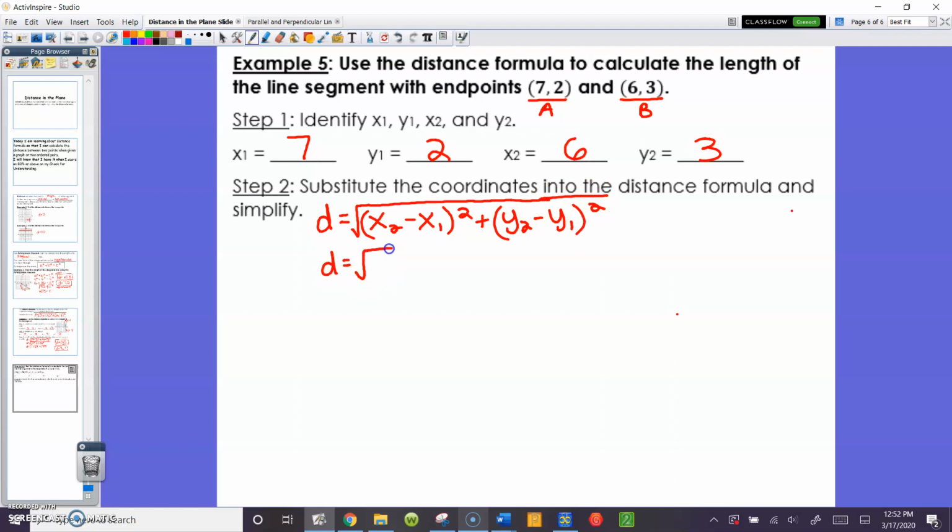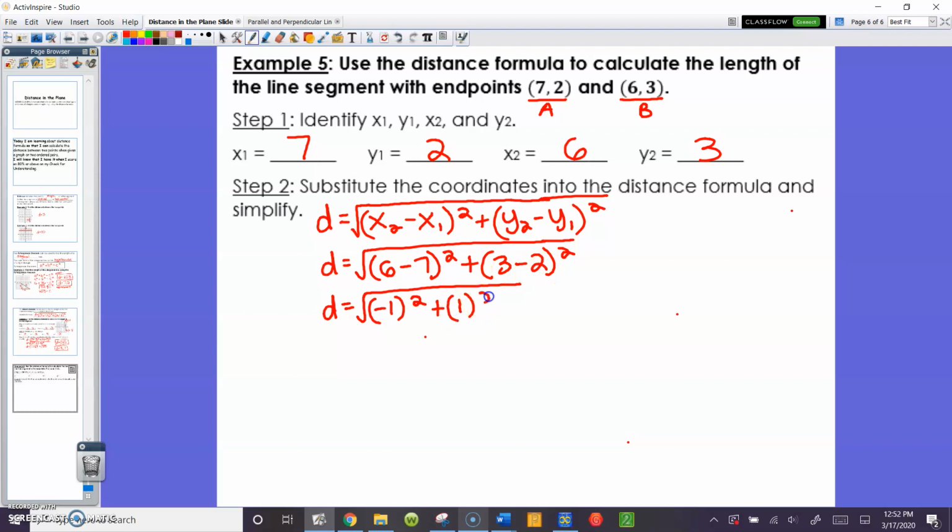Okay, so let's start with our x2 is 6 minus our x1, which is 7. Our y2 is 3 minus our y1, which is 2. Now remember, do your parentheses first. 6 minus 7 is negative 1. And 3 minus 2 is positive 1. Negative 1 squared is 1. 1 squared is 1. So 1 plus 1 is 2.